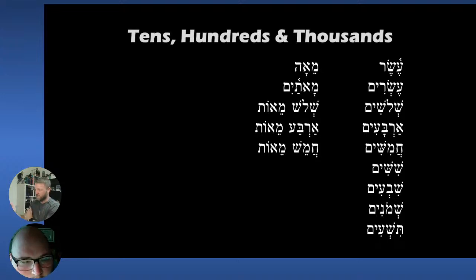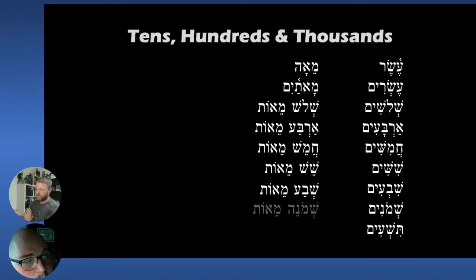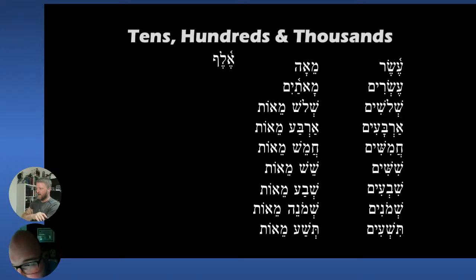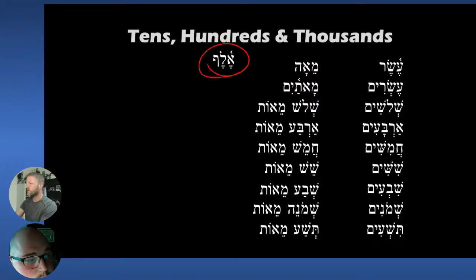Hamesh Me'ot, Shesh Me'ot, Shva Me'ot, Shmone Me'ot, Tsha Me'ot, not Tisha, not Tesha, and then finally Elef. Elef is 1,000. If Me'ah is 100 and Matayim, the Aim ending, is 200, what do you think is 2,000?